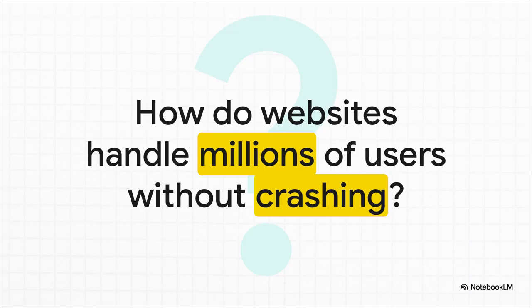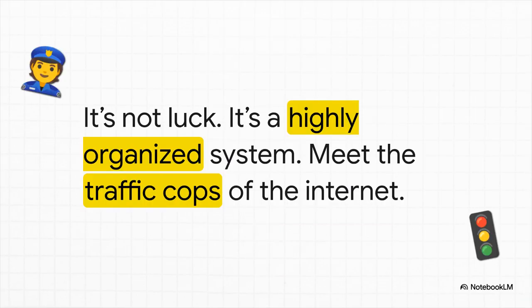A huge product launch, a big news story breaks. Millions of people all try to hit the same website at the exact same moment. How does it not just fall over? Well, it's definitely not luck. It's a super organized, incredibly intelligent system. And today, we're going to get to know these traffic cops of the internet and see how they keep everything moving.